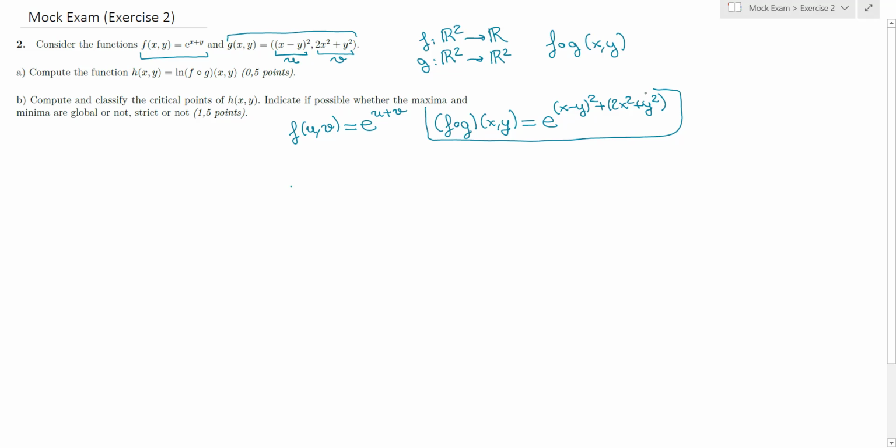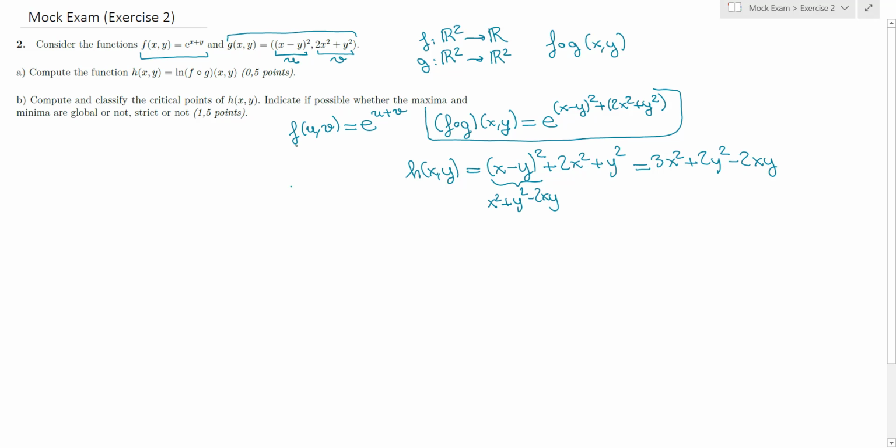Actually, it's rather simple. And we are asked to compute the log of this quantity, and the log, since we have an exponential, is X minus Y squared plus 2X squared plus Y squared. Okay, if you take this identity into account, we can maybe simplify it a little bit. Is 3x squared plus 2y squared minus 2xy.